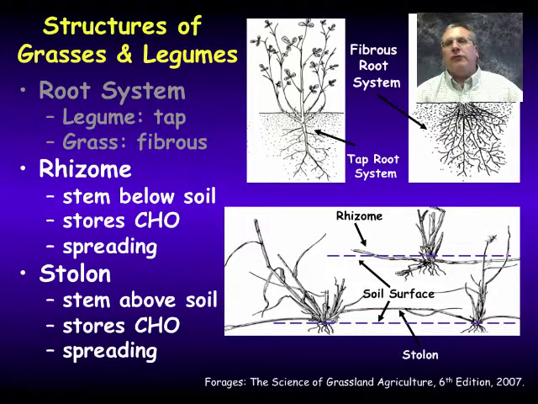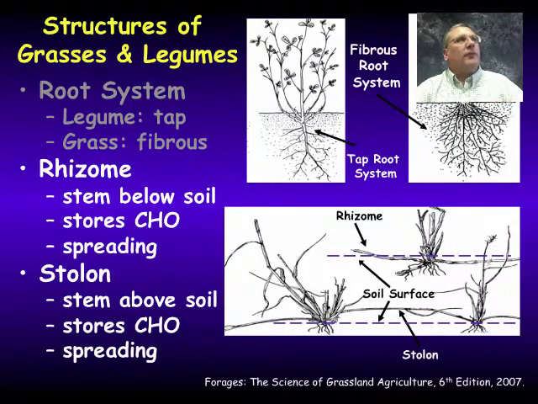And the same thing with the stolon, except the stolon grows just above the soil surface. And the nice thing about stolons and rhizomes, they allow those plants to spread out. That's what sod formers have, and fill in areas that are damaged in that sod. The other thing that stolons and rhizomes do is that they store carbohydrates.